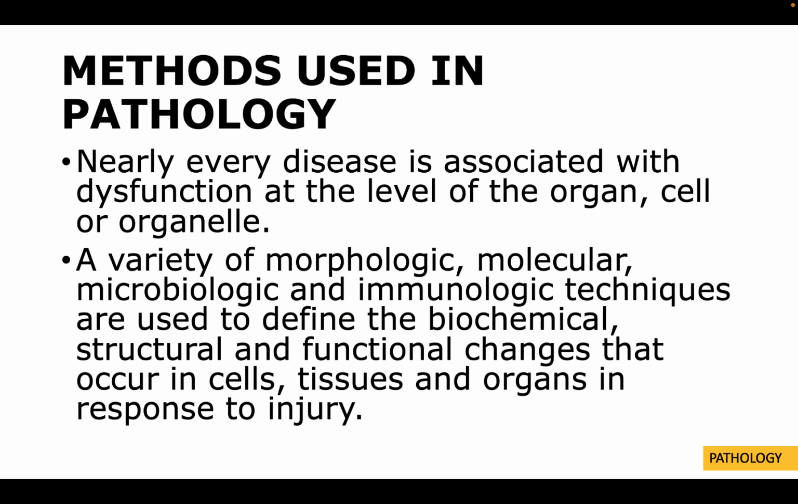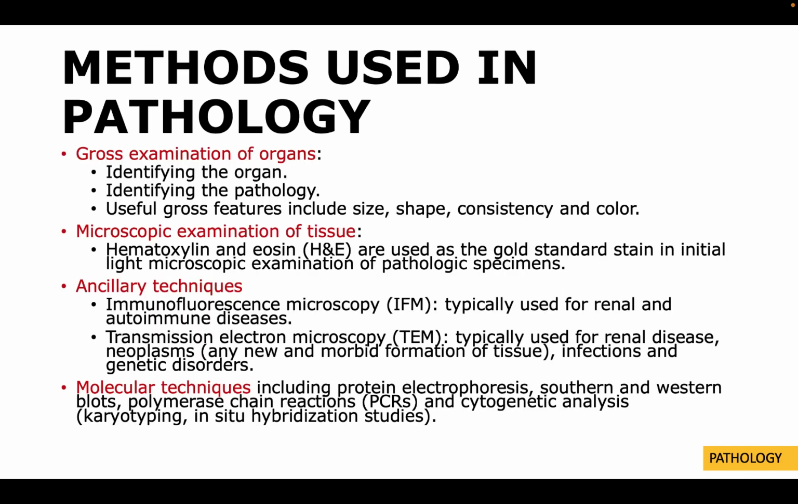So remember that nearly every disease is going to be associated with dysfunction that's going to be happening at the level of the organ, at the level of the cells, at the level of the organelles. So it means that there are going to be certain changes that are going to be happening in these cells. And you have certain techniques that can actually pick up these structural and functional changes that happen in these cells, these tissues, these organs. Some of these things could be morphologic, some of them could be molecular, some microbiological, some immunological, some of them could even be biochemical techniques that we use to detect these injuries and how these cells are responding to injury.